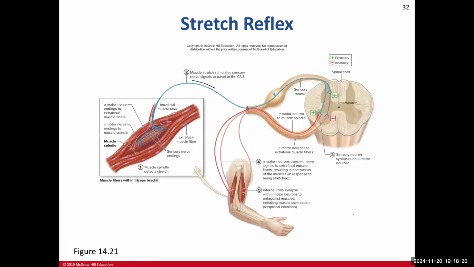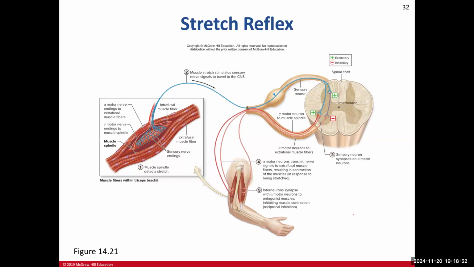That's what you're seeing here in this picture. So our sensory neuron comes in. It directly synapses onto the alpha motor neuron that innervates the same muscle that's getting overstretched. So it causes it to contract, so we stop the stretch. At the same time, that same sensory neuron is going to synapse onto an interneuron, which then synapses onto an alpha motor neuron that travels to the antagonistic muscle, in this case, the biceps brachii.